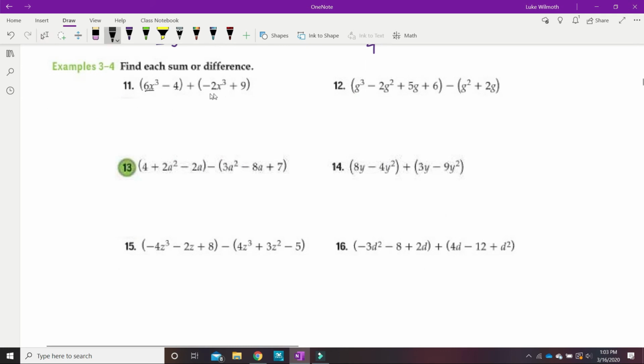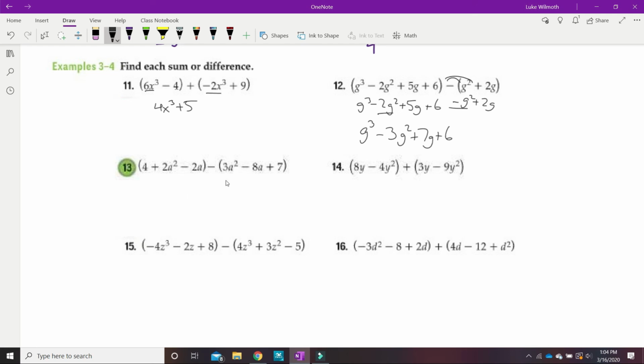We're just going to combine our like terms. 6 minus 2 is going to give us 4x cubed, and then negative 4 plus 9 is going to be positive 5. So we've got g cubed, nothing combines with that. Negative 2 minus 1g is going to be negative 3g squared. I've got 5g plus 2g is 7g, and then plus 6.